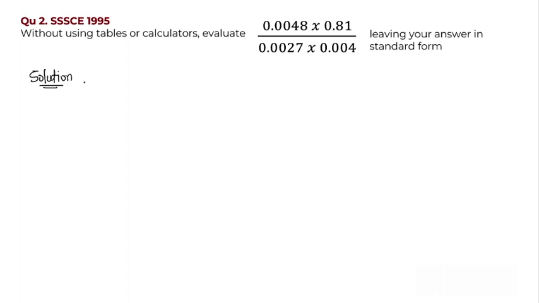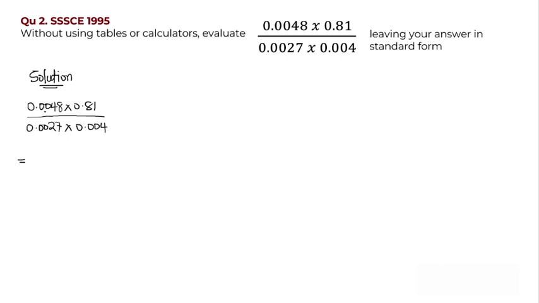Now, to solve a problem like this, the first thing we need to do is to rewrite the decimals that we have in standard form. So let me write my question. We had 0.0048 multiplied by 0.81 all divided by 0.0027 multiplied by 0.004. So from here we need to rewrite all this in standard form.